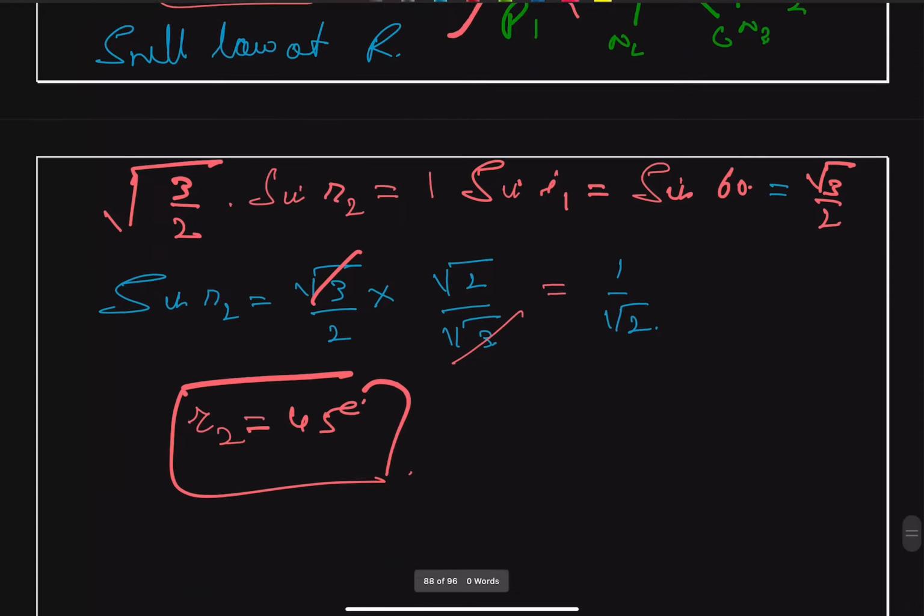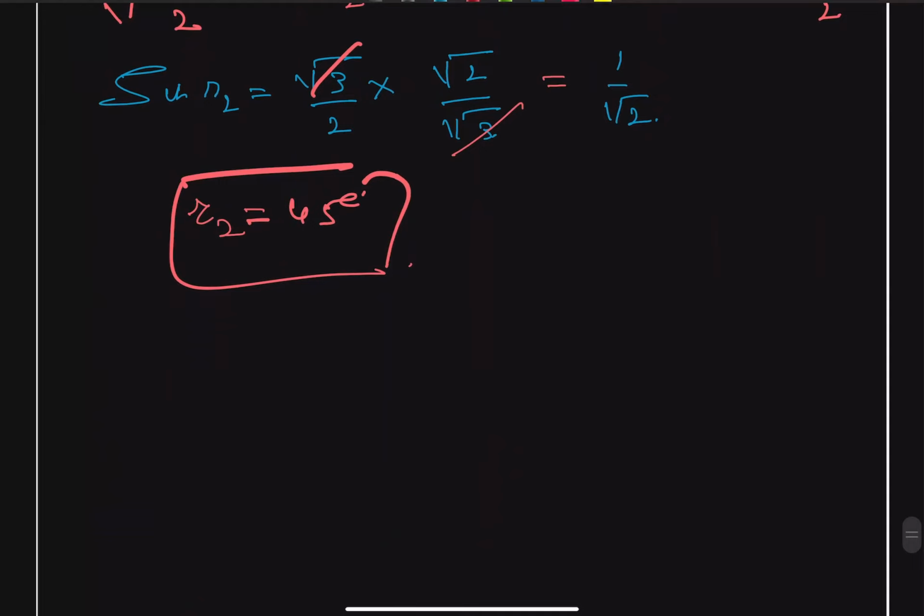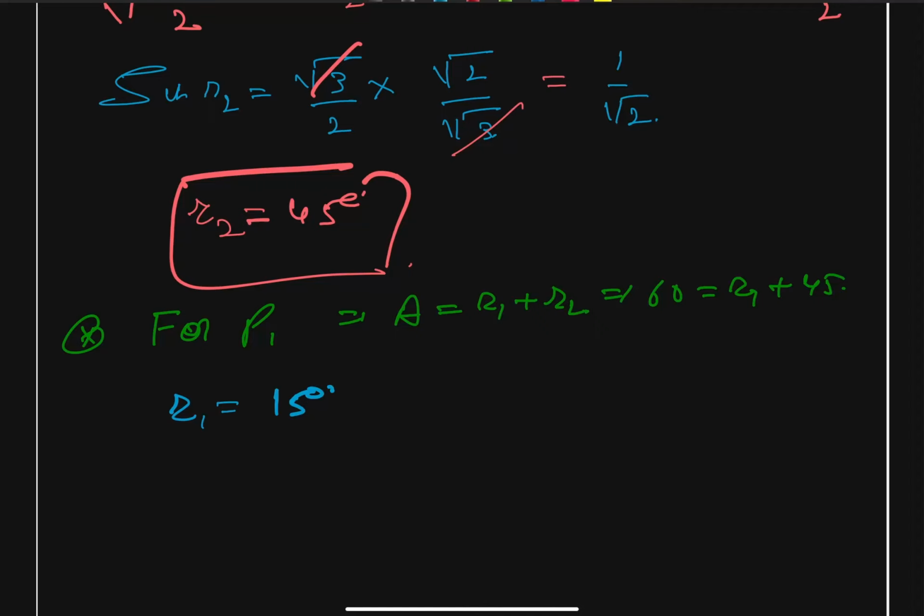So we can write for P1, A will be equal to R1 plus R2, which gives that 60 is equal to R1 plus 45, giving us that R1 is equal to 15 degree, and which can be written as pi by 12.